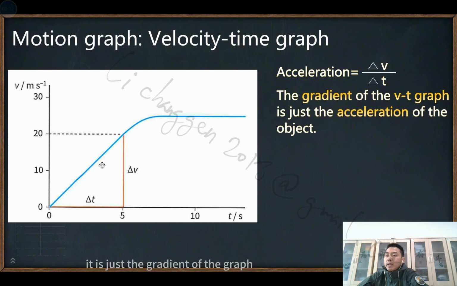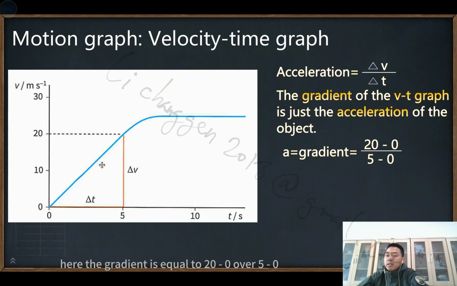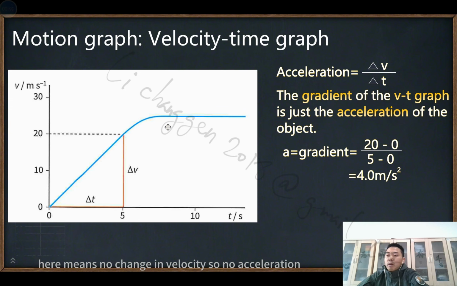It is just the gradient of the graph, so it's pretty easy to understand that the gradient of the VT graph is the acceleration of the object. Here the gradient is equal to (20 minus 0) over (5 minus 0). That's 4 meters per second squared. And the horizontal part of the graph here means no change in velocity, so no acceleration.